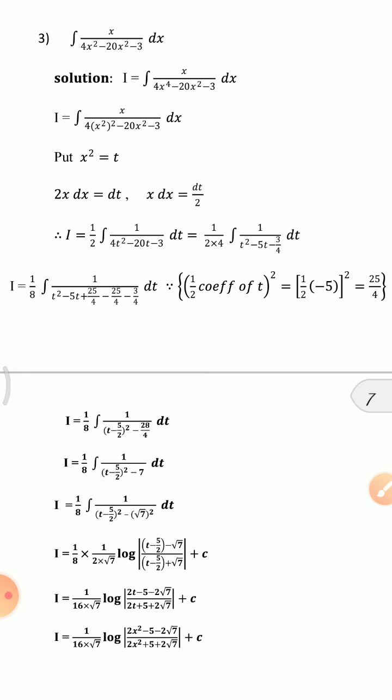Integral of x upon 4x⁴ minus 20x² minus 3. First, we have to remove the numerator x here, because we have to convert it into the form of the integration of dx upon ax² plus bx plus c. That means we remove the numerator value x here, so we take the integration here.